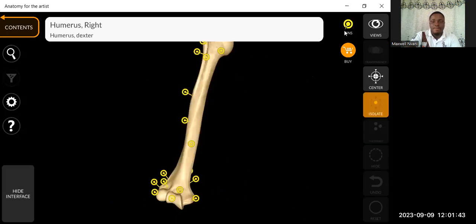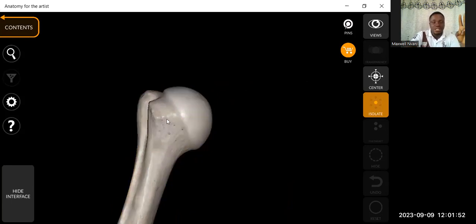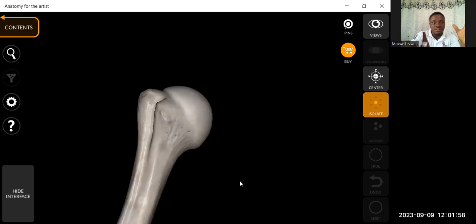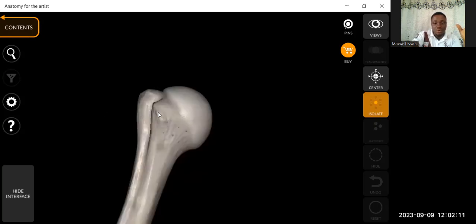Now the upper end also bears the lesser tubercle and the greater tubercle. The lesser tubercle is found anteriorly, this is it, where my cursor is, while the greater tubercle is found more or less laterally, posteriorly, and somewhat a little bit anteriorly, okay? Look at the greater tubercle here, where my cursor is, and this is your lesser tubercle.